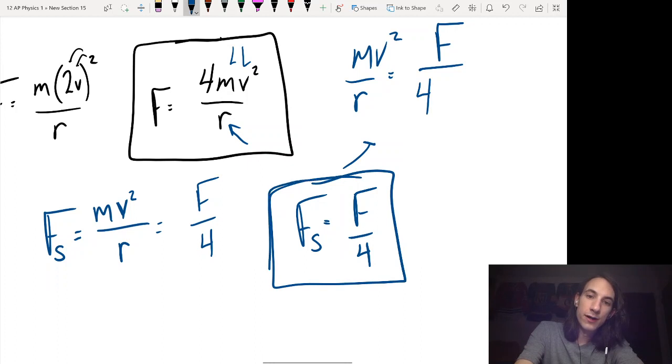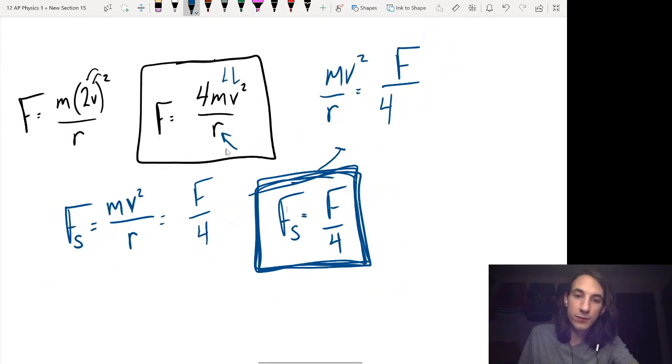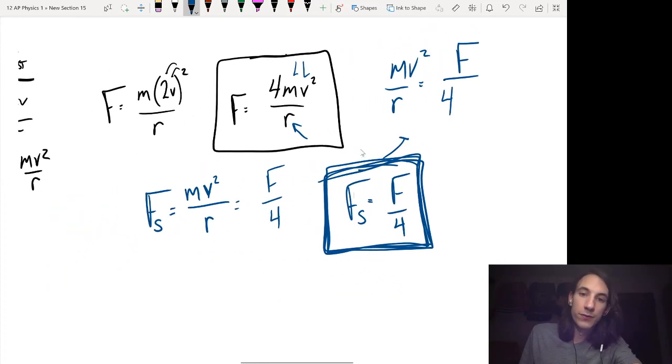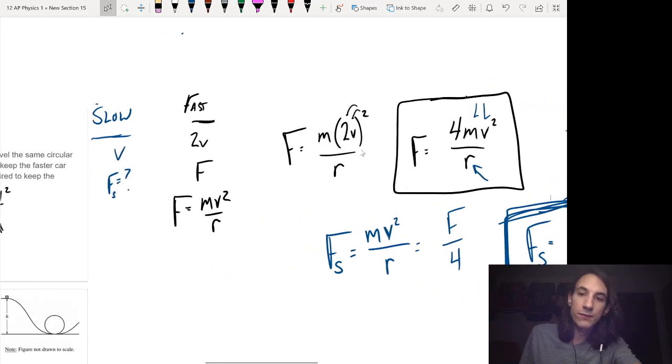So the slower car needs about a quarter of the friction needed to stay on the road as the faster one. Our force for the slow car is a quarter of the force for the fast one.